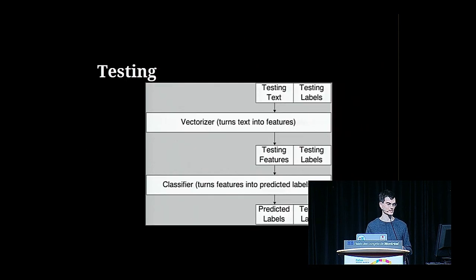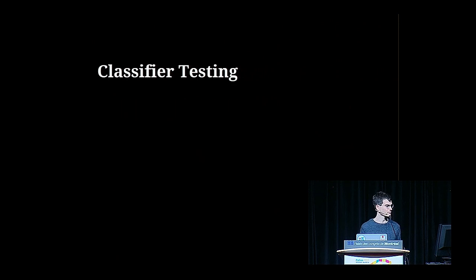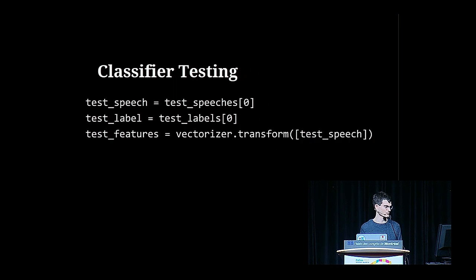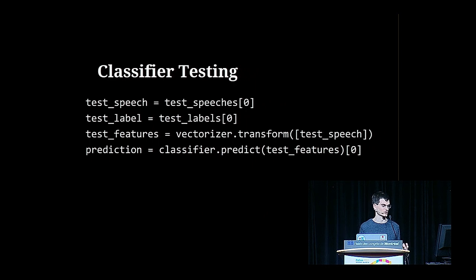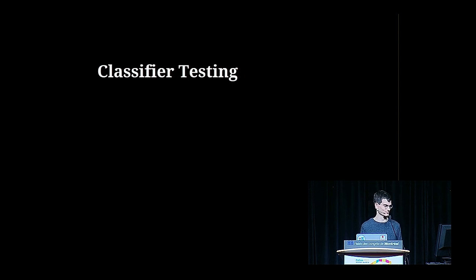So now we want to see if our classifier actually works. So we're going to test this on the set of data that we set aside for testing. This is going to be the workflow. So something we want to do is look at a text. We're going to take the first test speech. It turns out that it's a play from Titus Andronicus, which is an early tragedy by Shakespeare. And we want to assign its label. So now we transform this text to a feature, and we make a prediction calling the prediction method. And sure enough, it returns tragedy. So it seems like, at least for this sample size of 1, our classifier worked.